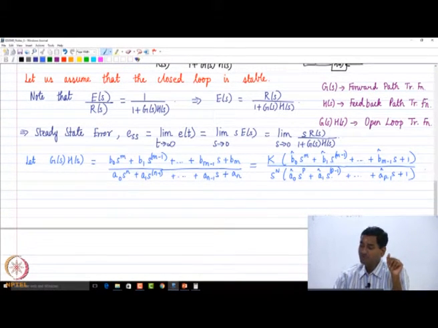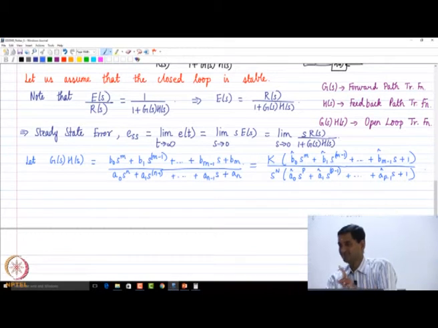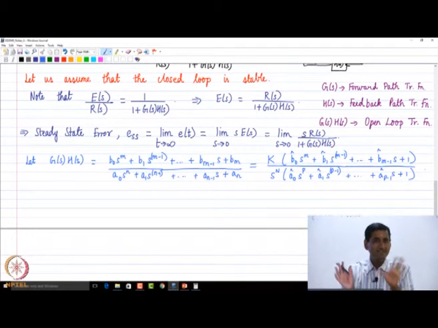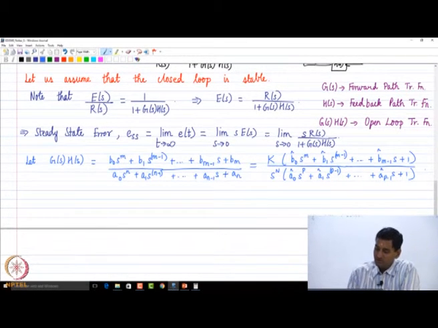Once I pull it out, in the remaining factors I am making the constant term 1. I do some algebraic manipulation and then introduce a factor K such that the constant term becomes 1. We will see why shortly. So this is the general structure of the open loop transfer function.